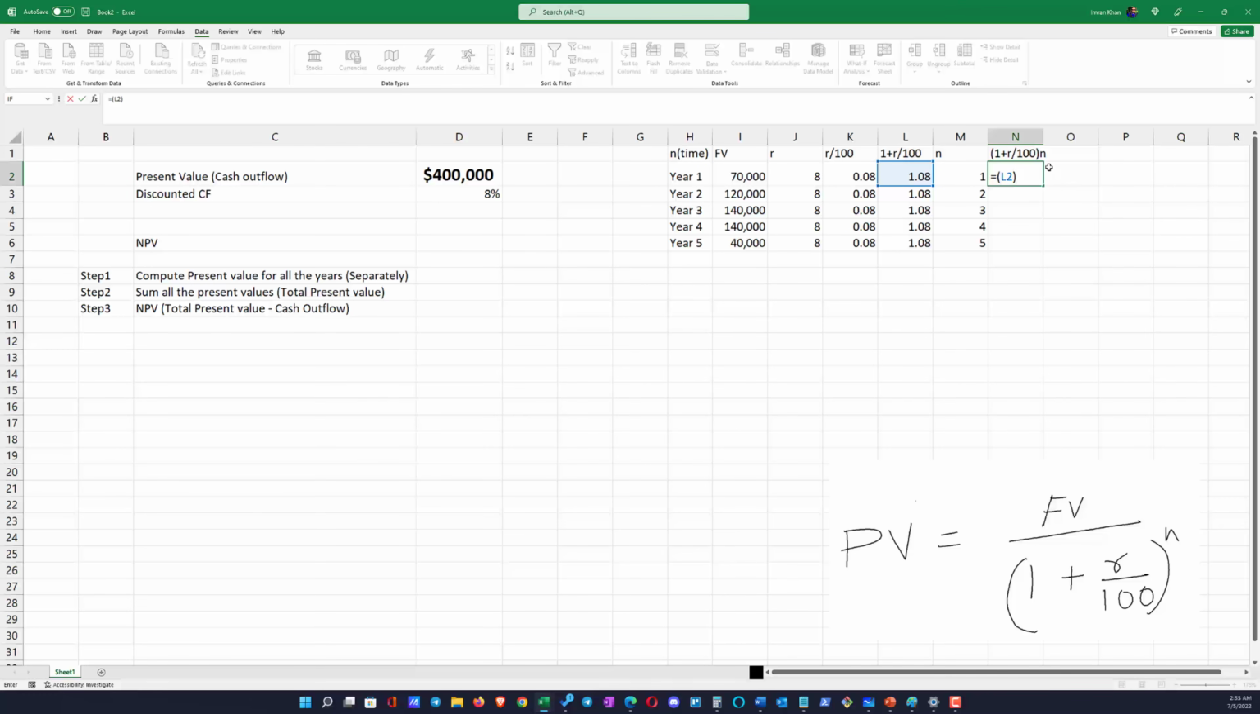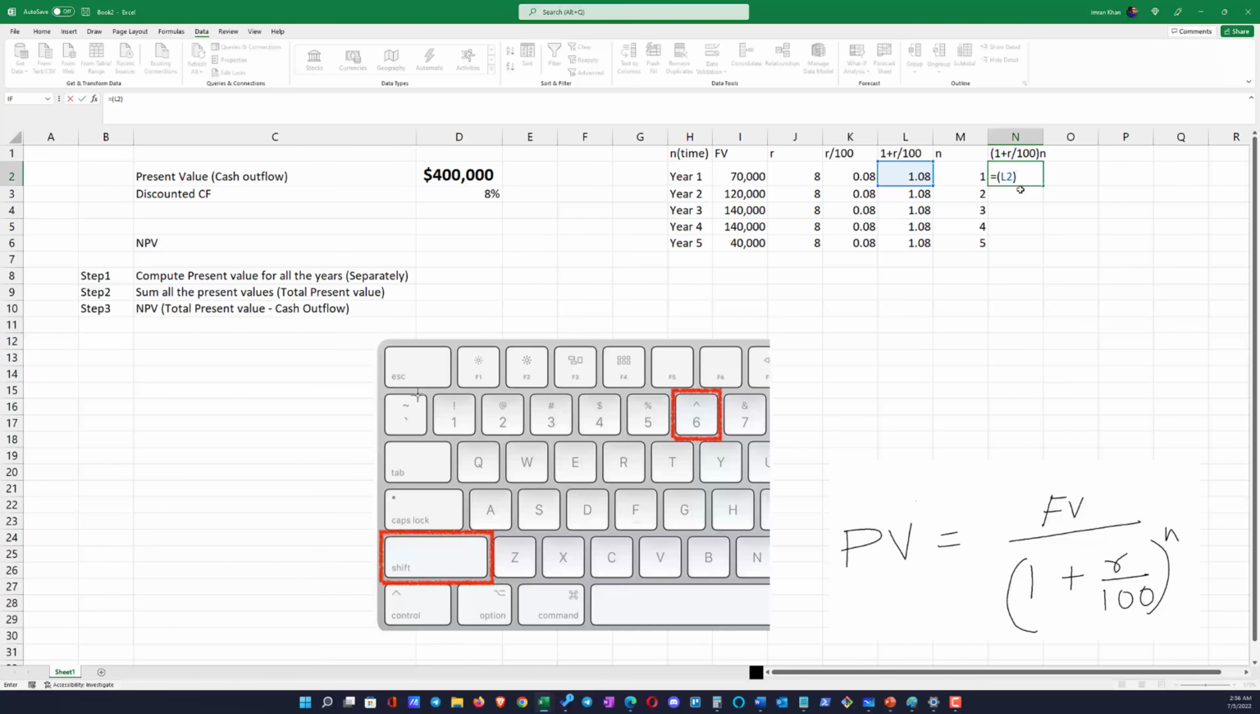Now for the powers, powers are nothing but exponentials. For that, you need to just use the caret sign, which is on your keyboard. If you look at the number 6, you see the little arrow pointing upwards. That's called caret, and it is used as an exponential, the power sign symbol. For that, you just need to hold the shift key down and then press the number 6. You get the little caret sign here.